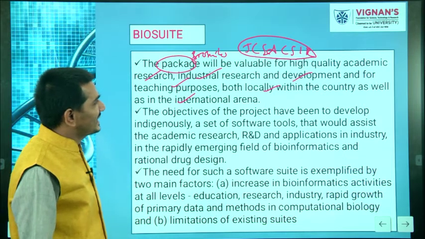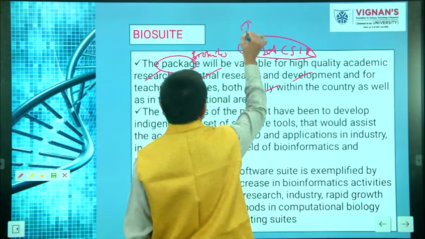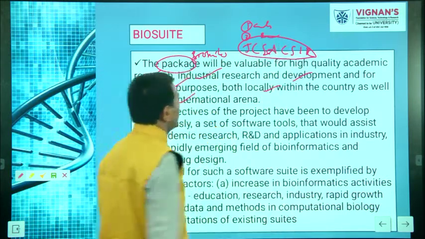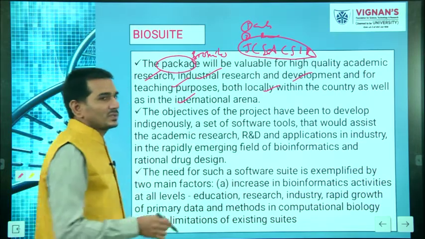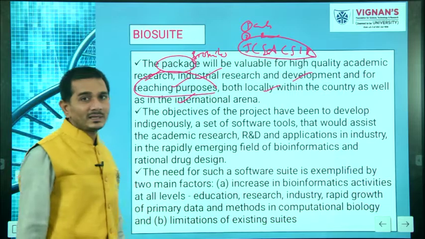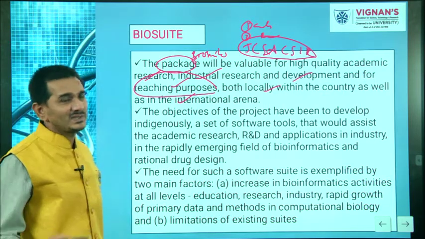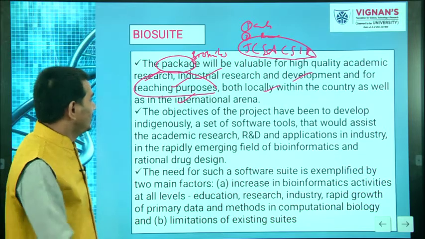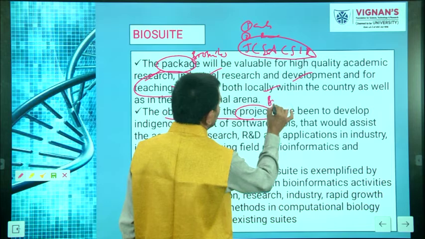And this package is of high importance in the field of academics, as academia is involved, and in the field of research, and in the field of industry, and it can also be used for teaching purposes, especially in academia like engineering colleges and universities, both within the country as well as outside the country, that is, in the international arena. So here the project refers to Biosuite.